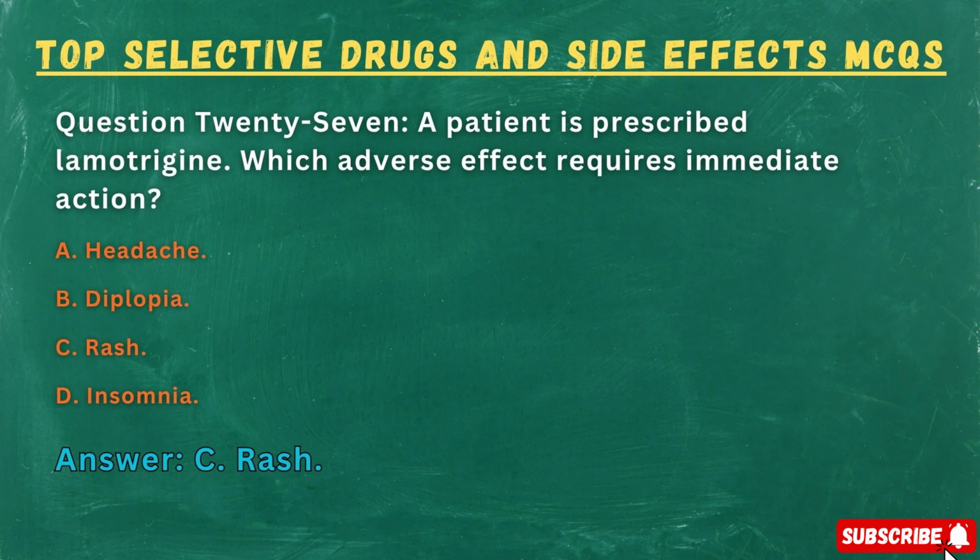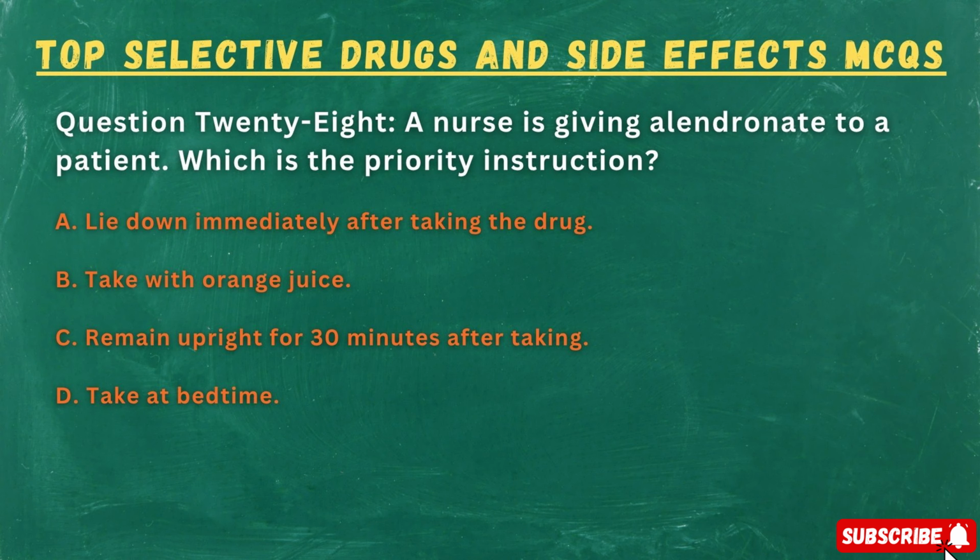Answer: C. Rash. Question 28. A nurse is giving alendronate to a patient. Which is the priority instruction? A. Lie down immediately after taking the drug. B. Take with orange juice. C. Remain upright for 30 minutes after taking. D. Take at bedtime.